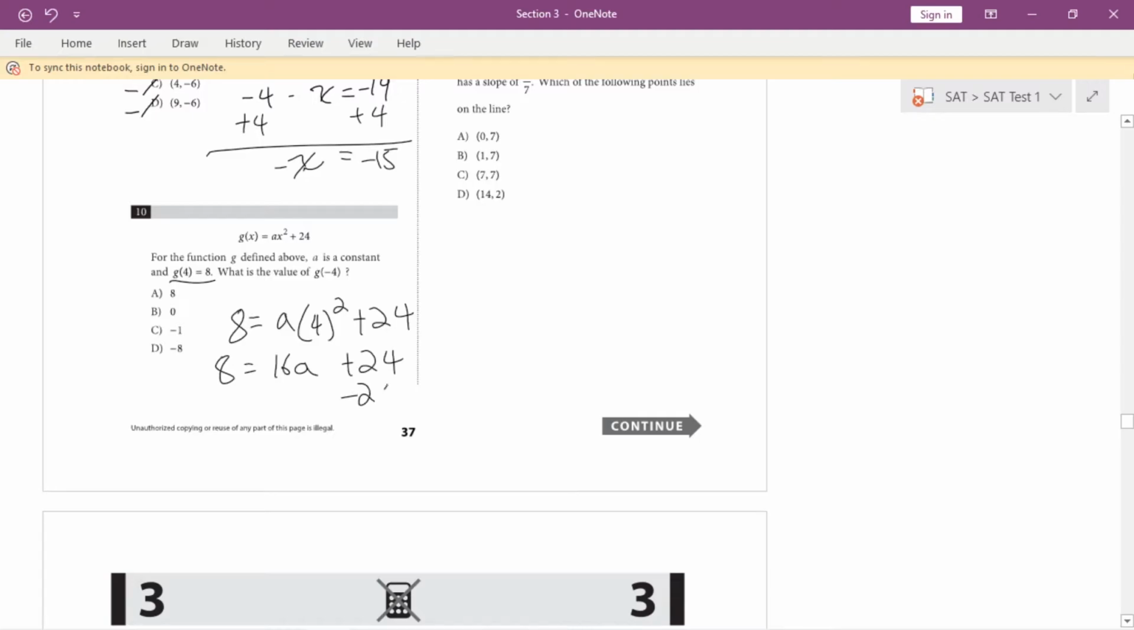I'm going to subtract 24. I get -16 is equal to 16a, which means a is equal to -1. I'll write that on the side so I don't forget. Now I want to plug in -4 and see what comes out. Order of operations says I do -4 squared first, so I get 16. 16 times -1 is -16 plus 24, and I get 8, so A, alpha.